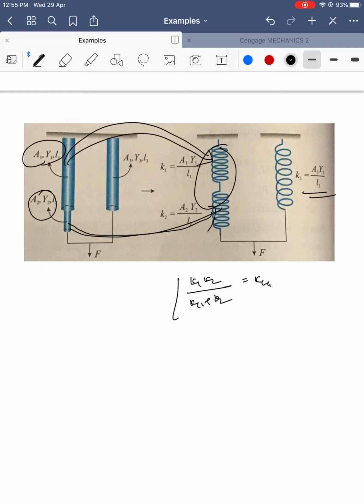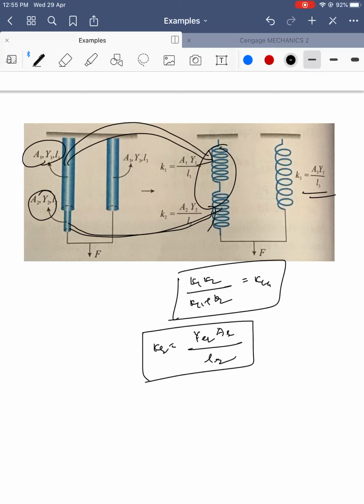K is given by Y A over L. So simplify this part, Y1 A1 by L1, and we can get the K equivalent. K equivalent we can write as Y equivalent into A equivalent by L equivalent. So when they are in series, length will be added, and area will be averaged.